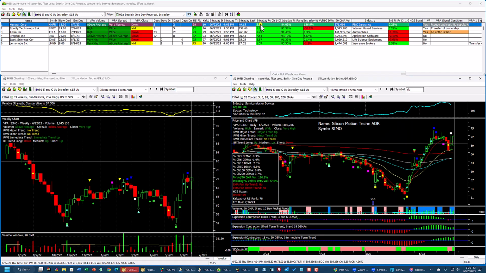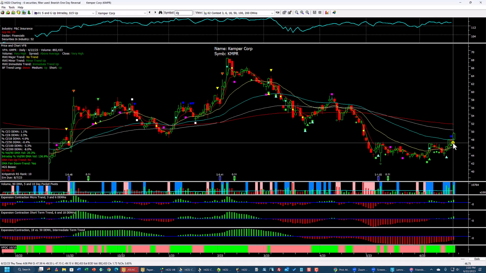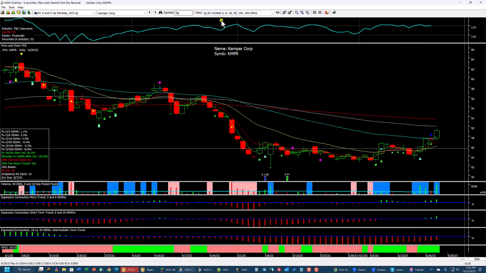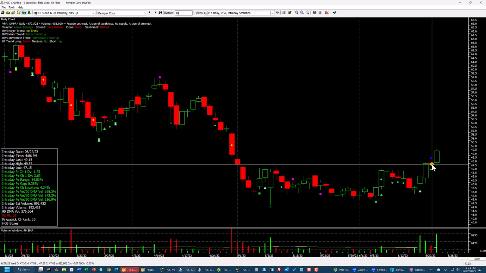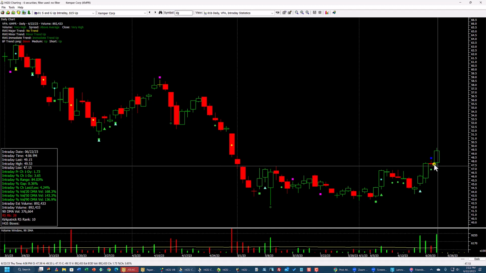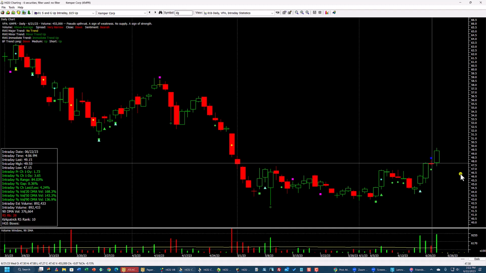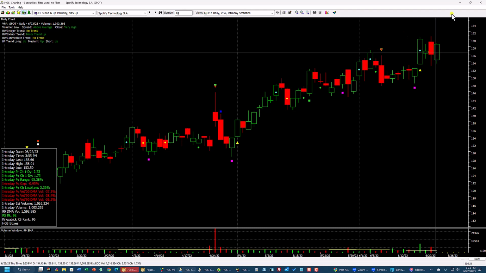So let's just look at Kemper. Well, this wasn't a real good example, but it's a red candle, so I considered that a bearish reversal. Let's just go to a plain old naked chart. See, this is giving conflicting signals right here on the VPA. But that was compared to this day, this was kind of a one-day reversal. Let's see if we can find a better example. Spotify. Okay, here's your one-day reversal, but now it's up today.